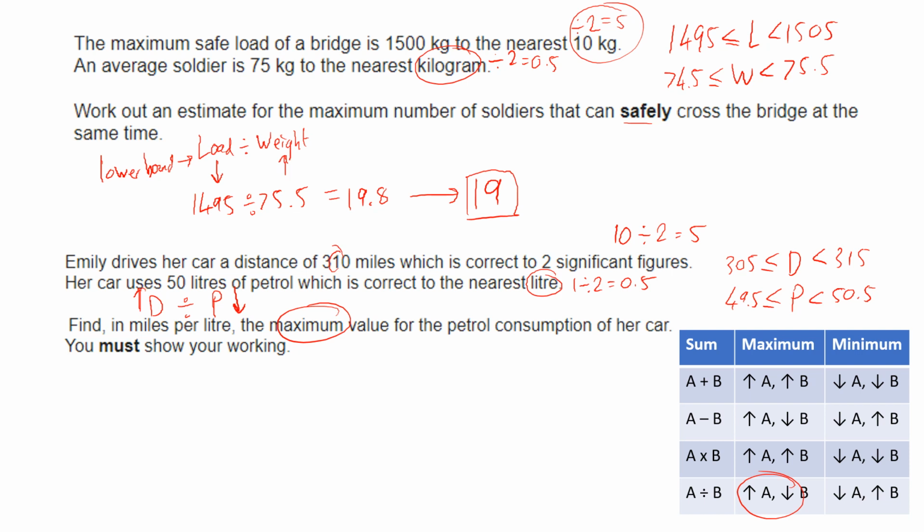And that means we're going to have to do 315 divided by 49.5. That would give us 6.36, something like that. And that is miles per litre. You can have, obviously, a decimal for that sort of sum, so we don't need to round it.